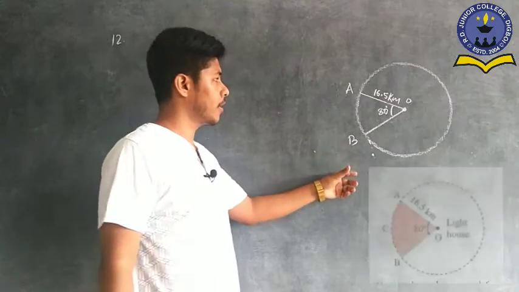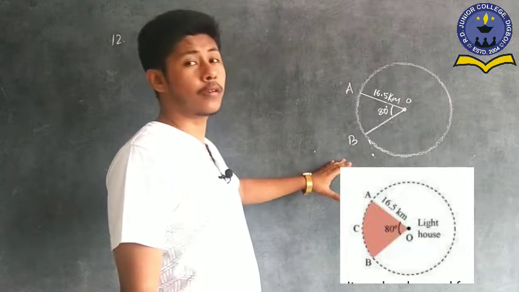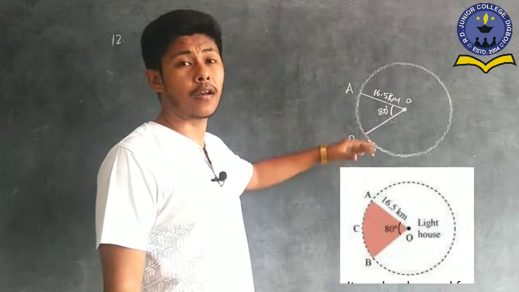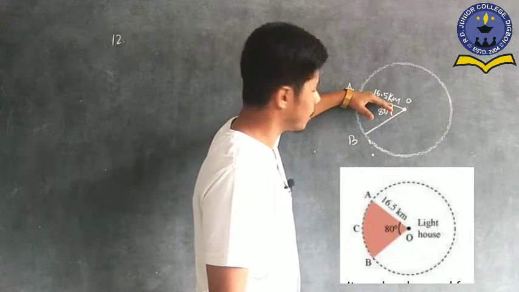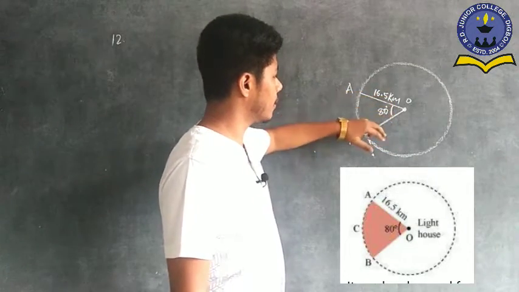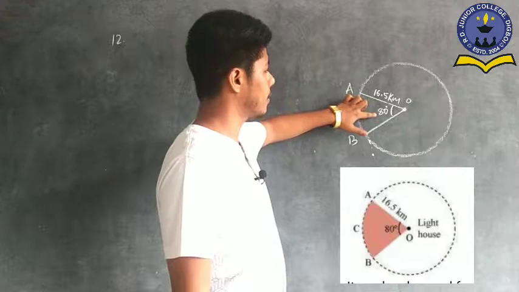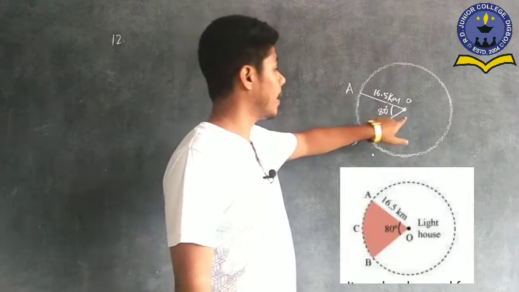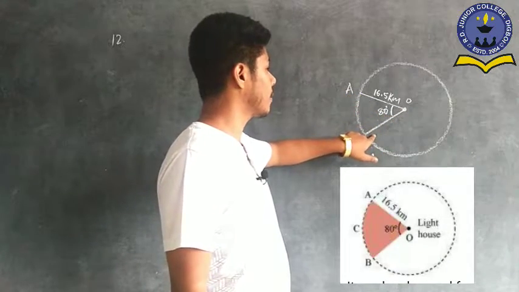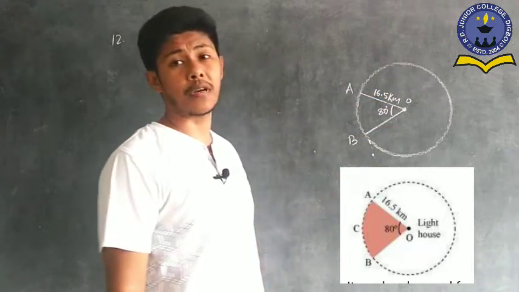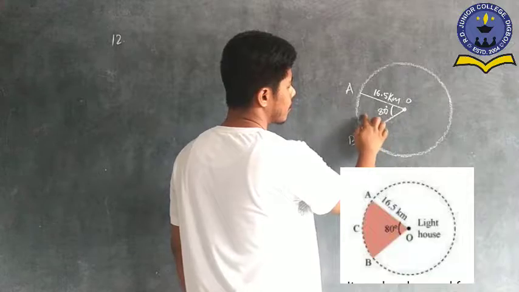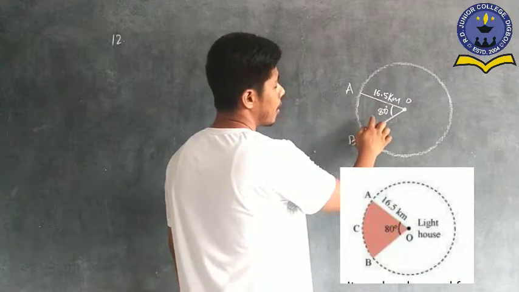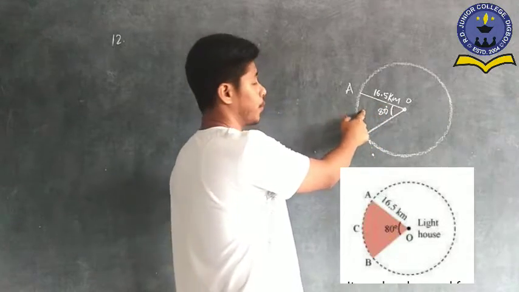So if you see this diagram here, the radar, or the lighthouse, starting from here, it moves up to this place, and in this case one angle is created. The angle is how much? 80 degrees. And the length of this radar is how much? 16.5 kilometers is mentioned. So when it starts from here and moves up to this place, we get one area here, and we have to find out the area of this portion.